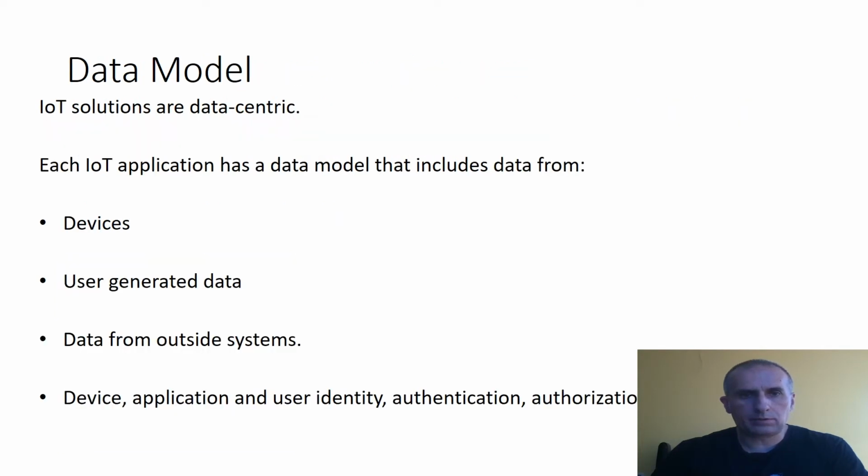It is very important to know that IoT solutions are data-centric. That means everything is around data, and we need to have a data model and to arrange everything around our data models. We collect information from different sources. As you see, we have information which we can get from devices. It could be user-generated data. It could be data from outside systems integrated with our IoT solutions. And we can have also data which is related to identity, authentication, and authorization.